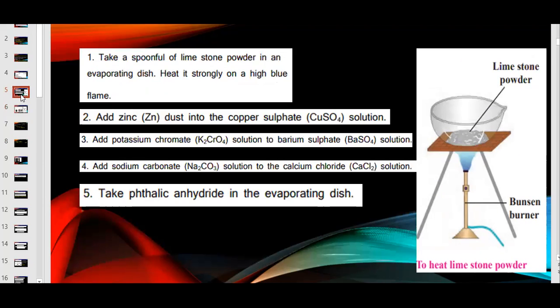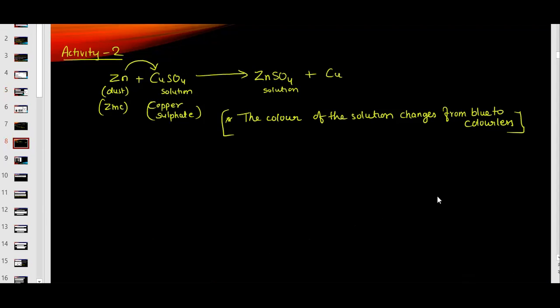Let's go to the next activity, that is, add potassium chromate K2CrO4 solution to barium sulfate BaSO4 solution. These two are also available in powder form, but here they have made solutions and added the solutions, not the powder directly. They have made the potassium chromate solution and taken another barium sulfate solution and added both the solutions, and we have to see what reaction is going to happen. So let us write the chemical reaction for that also.